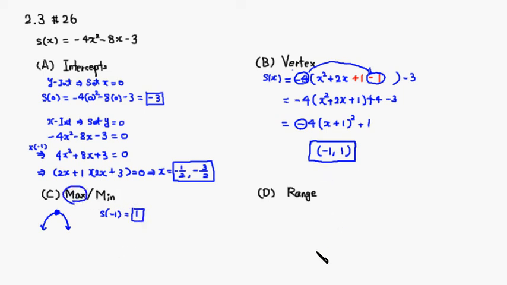The range is fairly easy to find since the maximum value is 1, and it can take any number below that, including 1. So it's going to be negative infinity all the way to 1, including 1. So that's the range of this quadratic function s of x. That's it. I hope that this was clear.